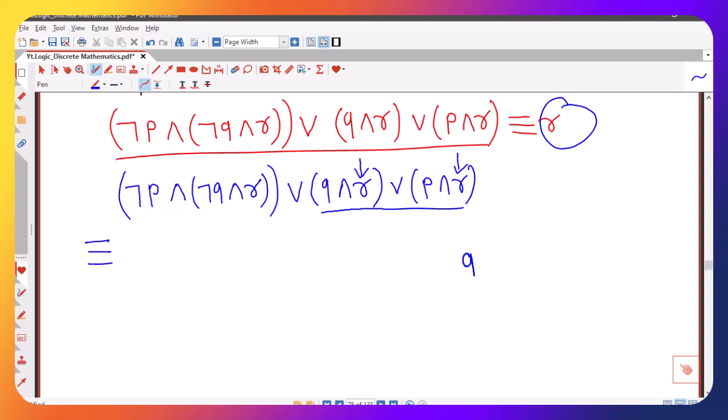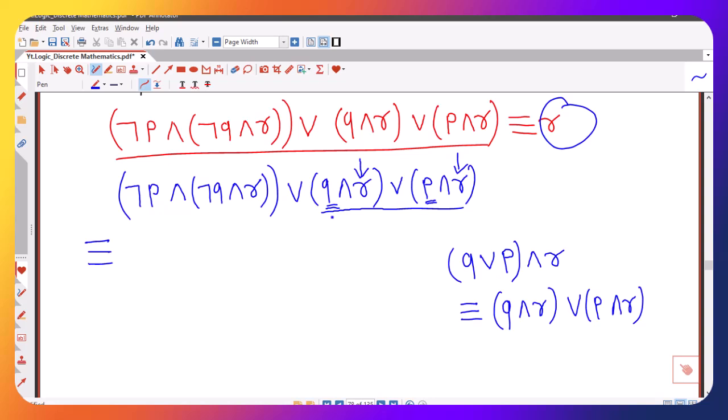Now here if you observe, I have R common here, so I can use this. Suppose I write Q or P. Here I have Q, here I have P, and here I have or. Q or P, and here Q and R and P and R, so I am writing and R. So using distributive law I can rewrite this as Q and R or P and R. Now you can see here I have Q and R or P and R, so that I will replace by (Q or P) and R.